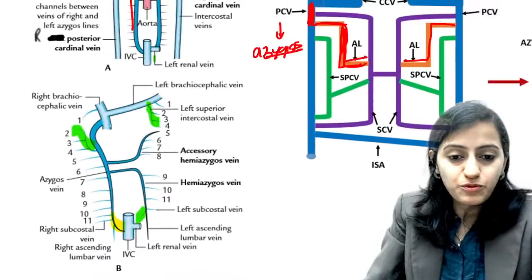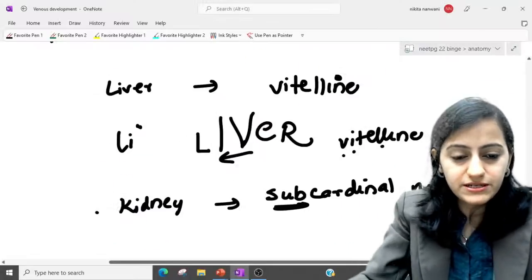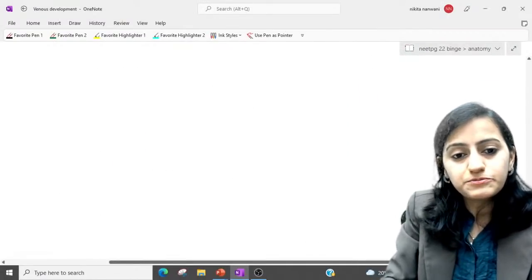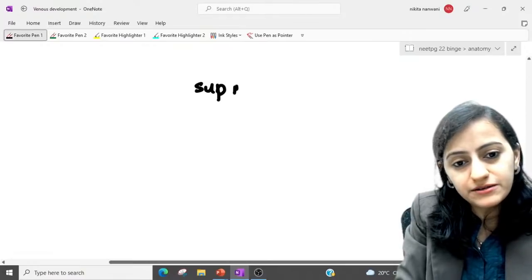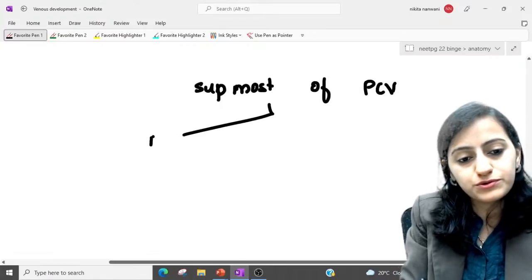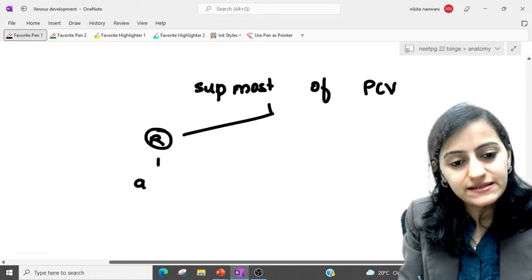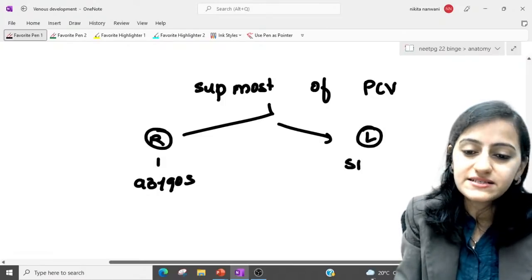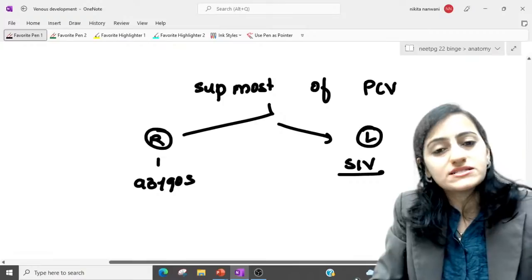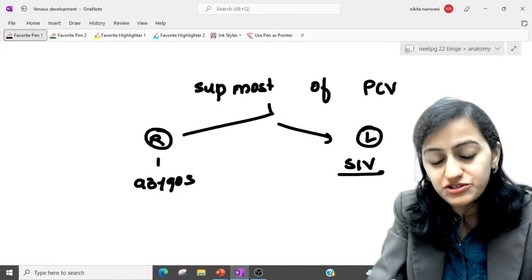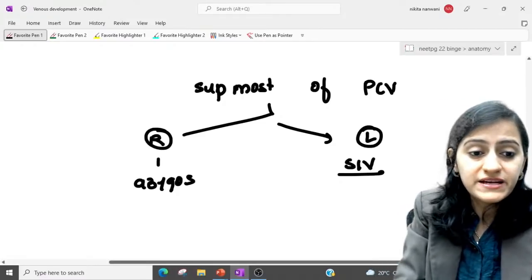Okay, remember this point. Let me add down to the notes here. What did we discuss? The extra edge points here. The superior most part of the posterior cardinal vein, what do they contribute to? On the right side, it is the azygos vein. On the left side, it is the superior intercostal vein, which drains your second, third, fourth intercostal veins.